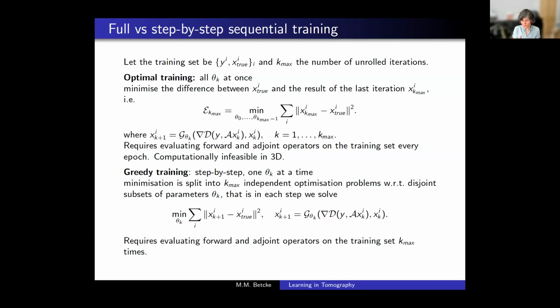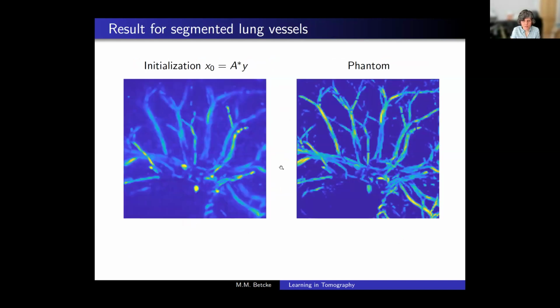So I just need to do it once per layer. This also allows us to grow the layers, so we can decide how many layers we have. And we had good experience with this training. So this is what we used for our 3D photoacoustic unrolled method. And let me show you a few results.